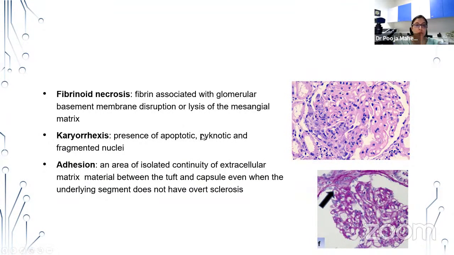Okay, fibrinoid necrosis is fibrin associated with glomerular basement membrane disruption or lysis of mesangial matrix. What is karyorrhexis? In this picture, you can see the presence of apoptotic, pyknotic, and fragmented nuclei. Here you can see the dark blue colored nuclei. This all is karyorrhexis, and the reddish part is necrosis.